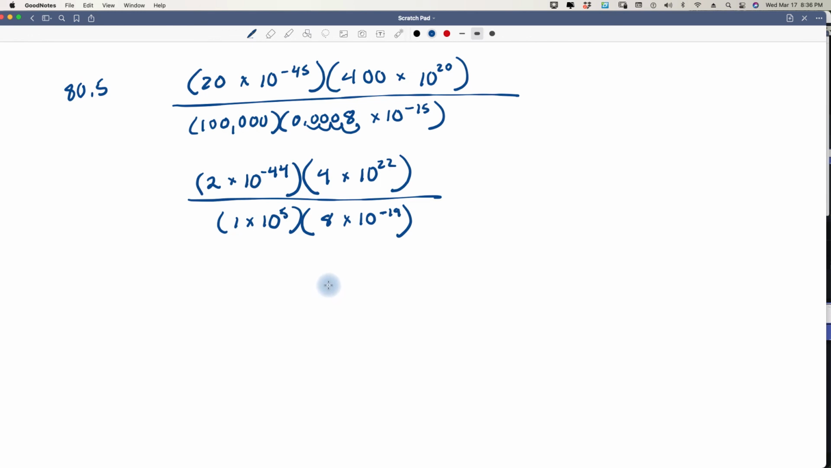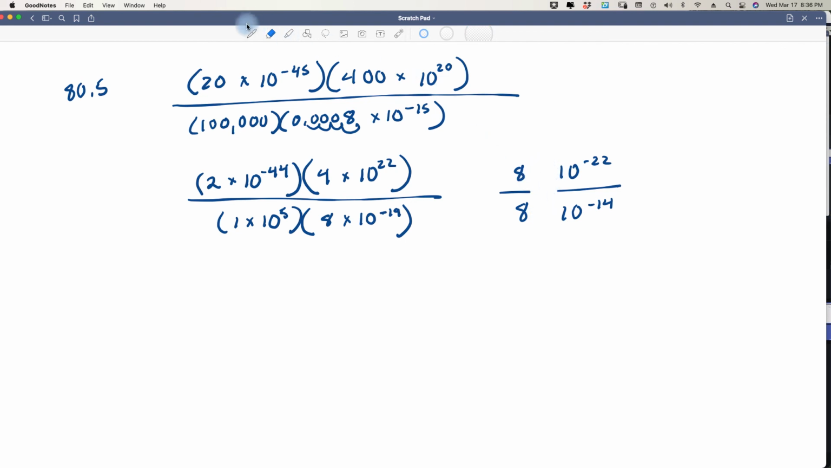All right, now we can multiply. So let's multiply our whole numbers. We have 2 times 4 is 8 times 10 to the something, and we have negative 44 and a positive 22. That's going to be a negative 22. And then we have 1 times 8, that's 8 times 10 to the 5, and negative 19, that's going to be 10 to the negative 14, I do believe. Yes, it is. All right, so if you need to simplify or straighten it up so you can see what's going on, you could just do that right there.